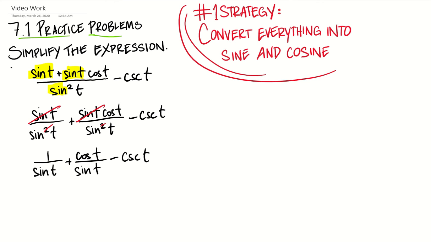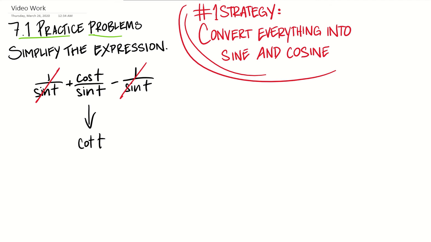Convert everything into sine and cosine. So we have one term here that is not in terms of sine and cosine. When I convert it into a sine term, you can see that something really nice shows up here. 1 over sine of t right here and 1 over sine of t here are being subtracted from each other, meaning that they cancel out, and we are left with that middle term.